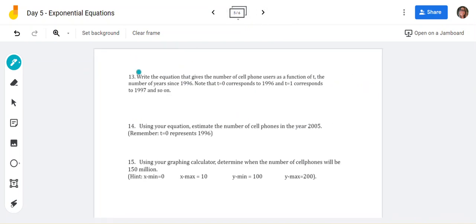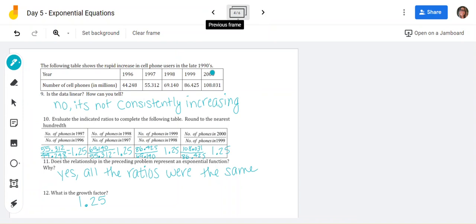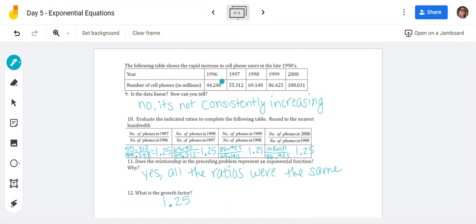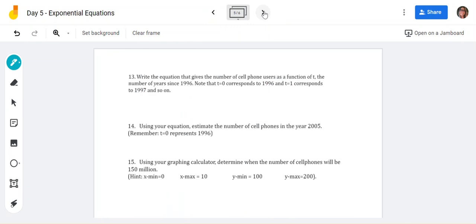So now we can write the equation. Our initial amount of cell phone users was 44.248. So y equals 44.248 times our growth factor of 1.25. And it's telling us this time to use t as the number of years. So to the t power.